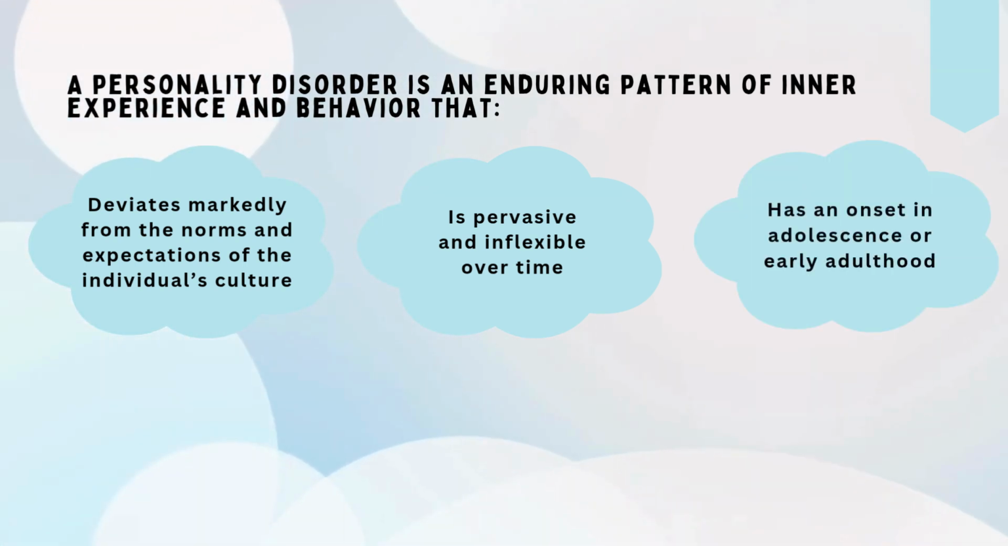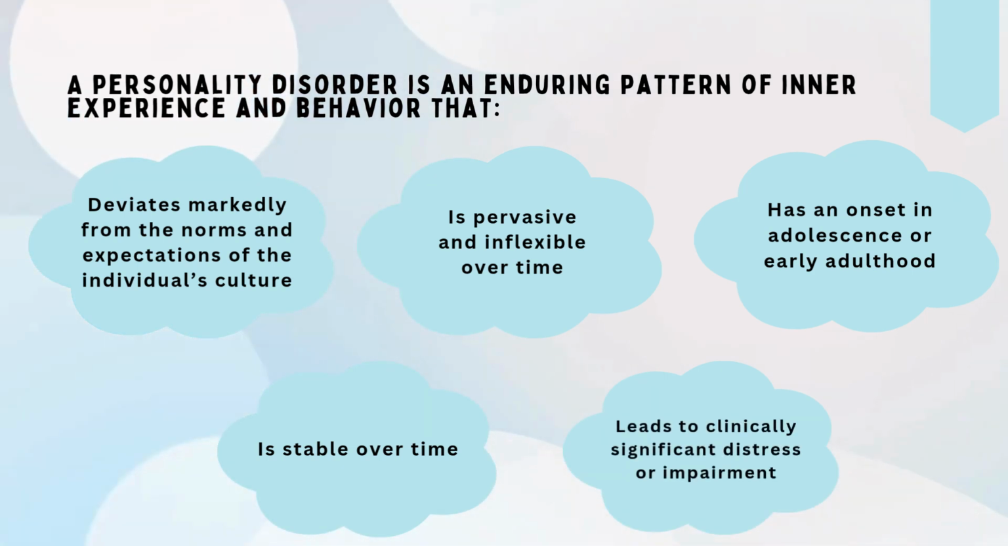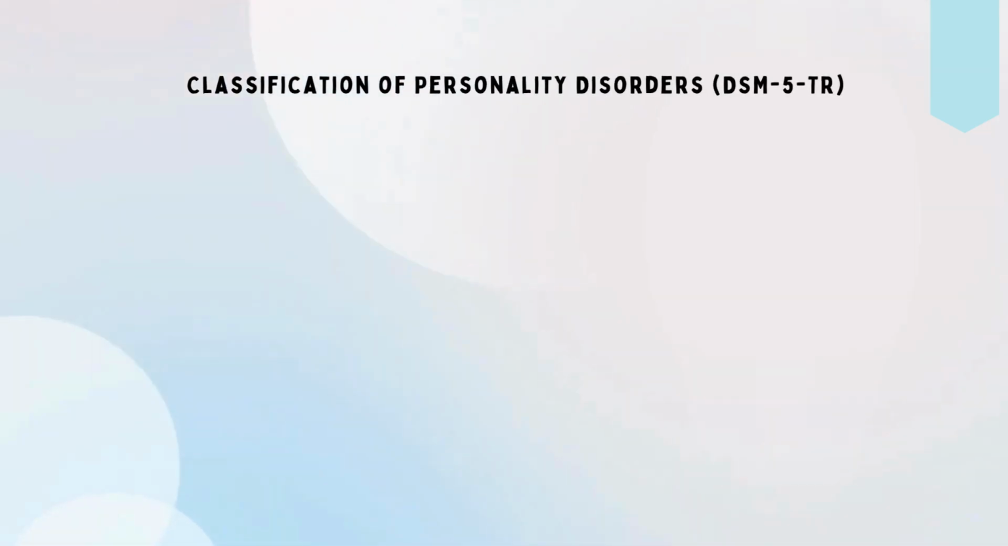3. Has an onset in adolescence or early adulthood. 4. Is stable over time. The maladaptive pattern remains consistent throughout different stages of life and does not occur as perhaps a temporary reaction to stress or life events. 5. Leads to clinically significant distress or impairment. So in simple terms, people with a personality disorder are not able to function effectively in their daily lives, as their functioning is impaired. Let's discuss classifications of personality disorders based on DSM-5-TR.